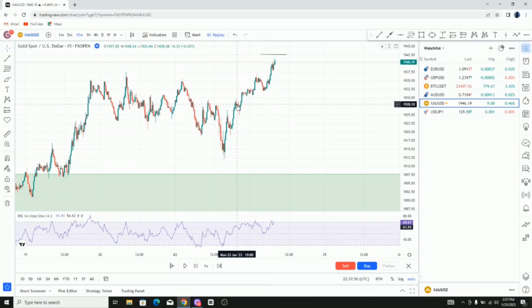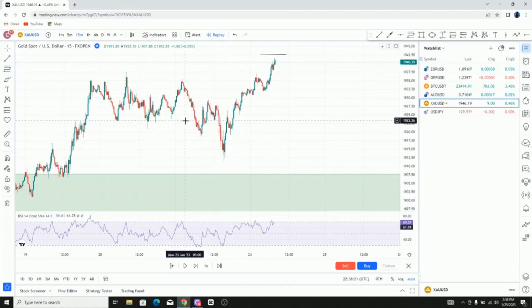Now it just formed a higher high at this point. And if you look at this particular side on the 15 minutes, it's like this is a change of structure, a change of intent. It fails to break this high and it started coming back down. So it's looking like a change of trend.